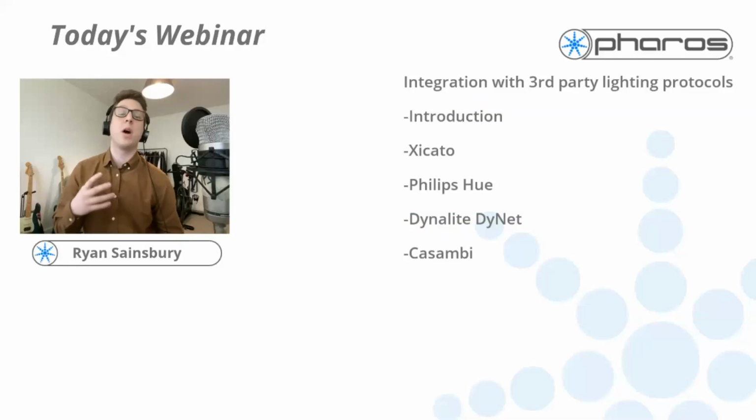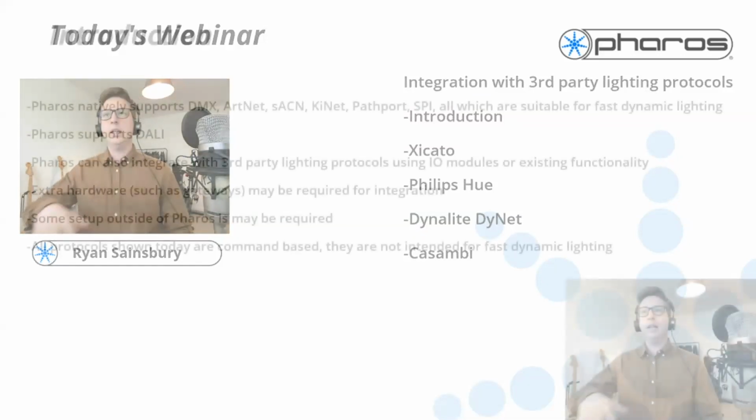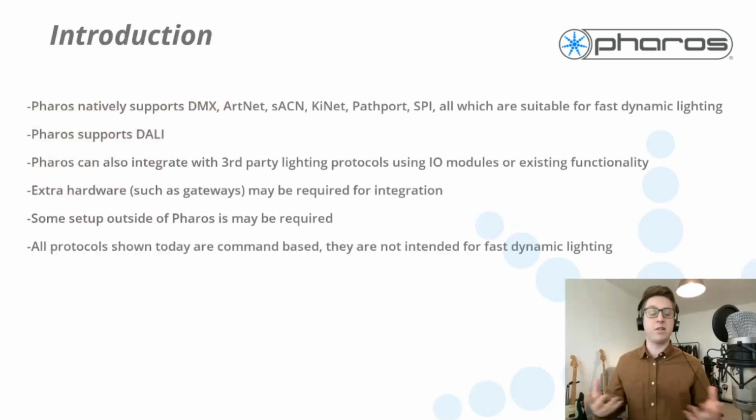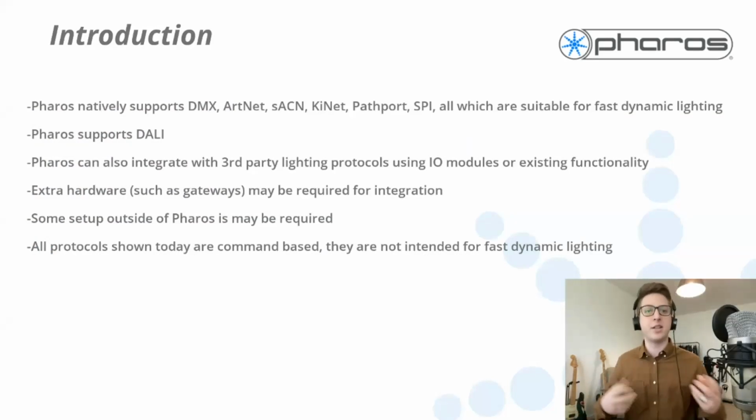So today's webinar is all going to be about integrating with third-party lighting protocols. In particular, we're going to be looking at Cicato, Philips Hue, Dynalite, and also Casambi. Just want to start off with a quick introduction note. As you're aware, Pharos supports various different types of protocols: DMX, ArtNet, KiNet, now SPI. All of those are really suitable for nice dynamic lighting. If you want to map media content, if you want to build a really nice dynamic lighting show, they're typically the types of protocols that you want to use.